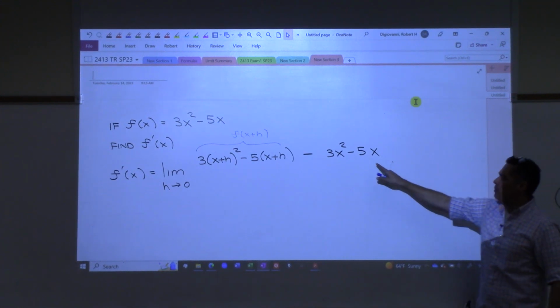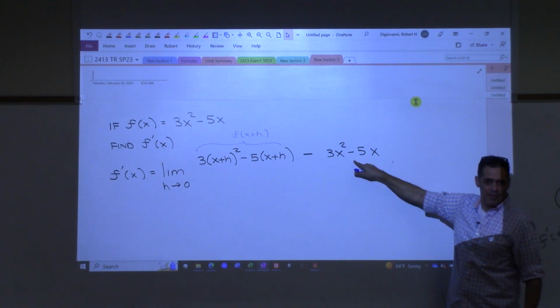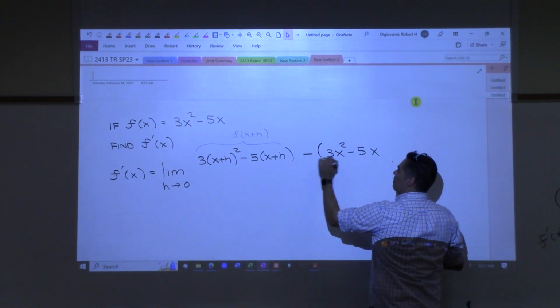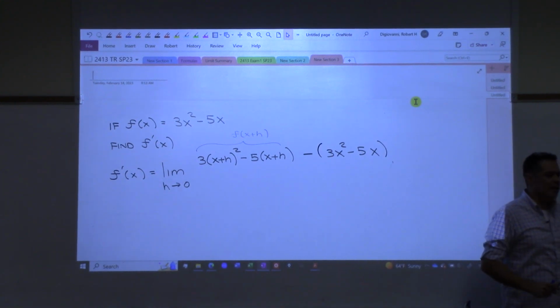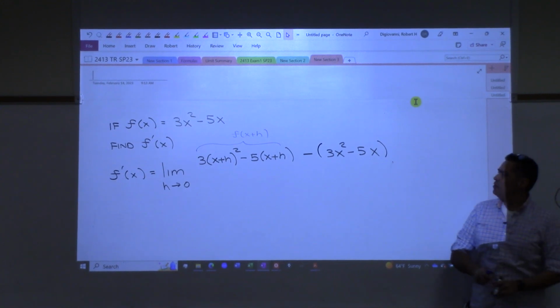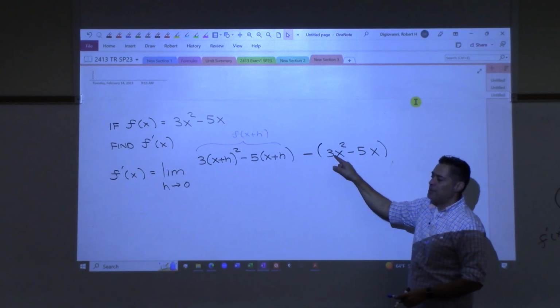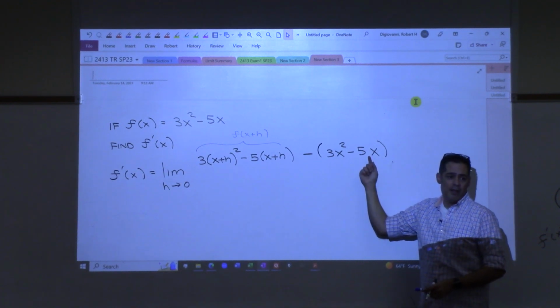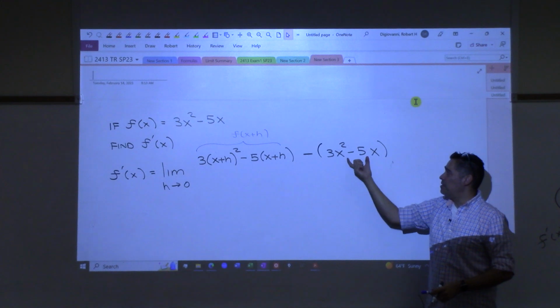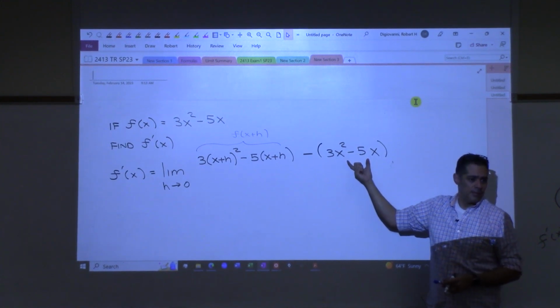It has to be in parentheses. Why? Well, because we want to subtract the entire function, right? And if you just put a minus here without parentheses, you're only subtracting the first term. You're not subtracting the second term as well. So that minus must distribute, which means this needs to be in parentheses. Clear?